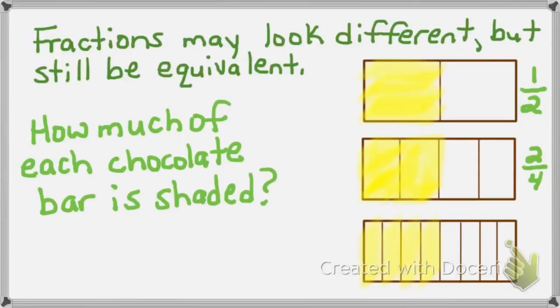Let's take a look at my bottom chocolate bar. How many pieces does it take to make a whole? It takes 8 pieces to make a whole. How many are shaded? 4 pieces are shaded. So my bottom Hershey bar has 4/8 of the Hershey bar shaded. But again, you can see that all 3 of these pictures have the exact same amount or quantity of chocolate shaded. They're equivalent. Some may be larger pieces, some may be smaller pieces, but if you compare them together, each bar has the same amount of chocolate shaded. So 1/2, 2/4, and 4/8 are all equal to each other or equivalent. It's the same amount of chocolate.